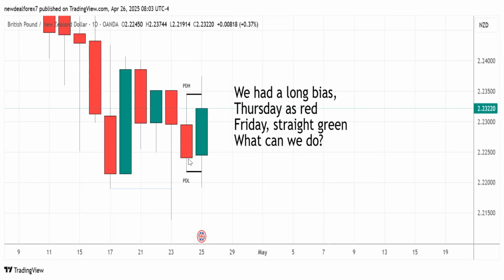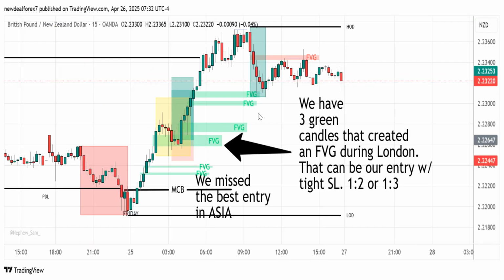Okay, so prior day is red right here. So next day, I want green. If I miss the low of the day on Friday, what can I do? We missed the Asia entry, but we have 3 green candles that created a fair value gap during London. Right here, 1, 2, 3. See where that arrow is? This fair value gap is my trading zone. I wait for price to retrace into it. It does that, and then I expect it to go up.